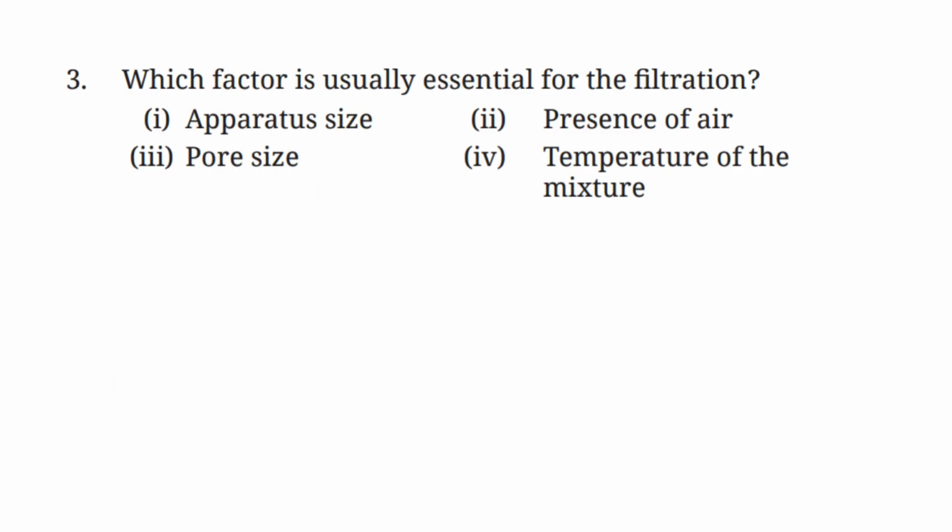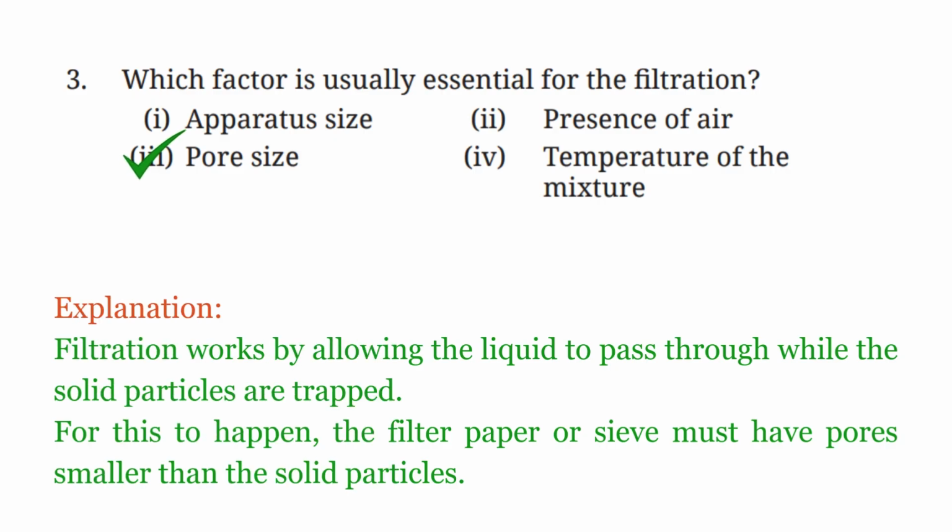Question number 3, which factor is usually essential for filtration? Options are apparatus size, presence of air, pore size, or temperature of the mixture. And the correct option is option number 3, pore size. Because filtration works by allowing the liquid to pass through while the solid particles are trapped, right? For this to happen, the filter paper or sieve must have pores smaller than the solid particles. So, pore size is the essential factor for filtration.